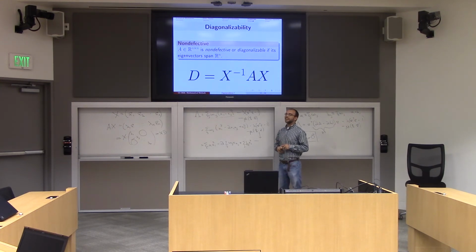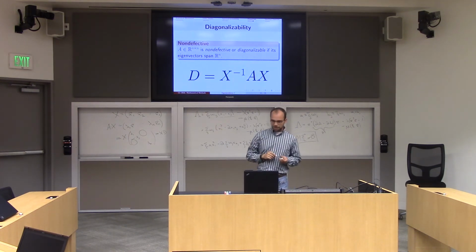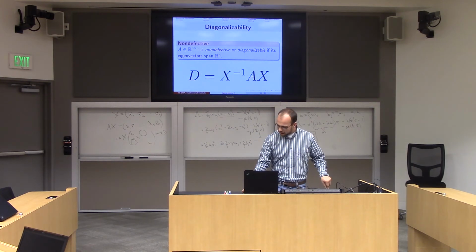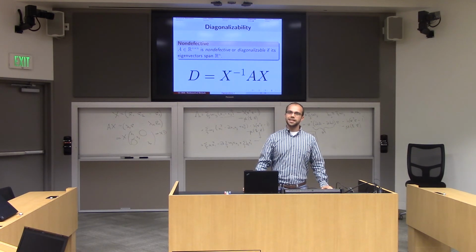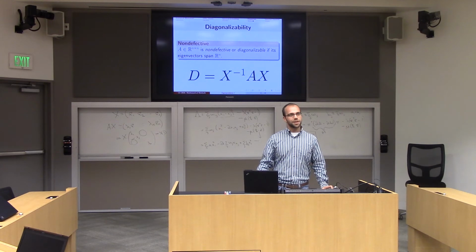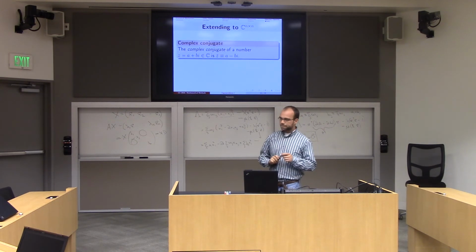I just diagonalized A. D is diagonal, A is not. Okay. So non-defective matrices are really nice and have a lot of properties that we like, and we're going to take advantage of that soon.